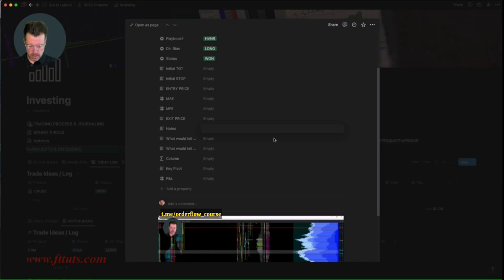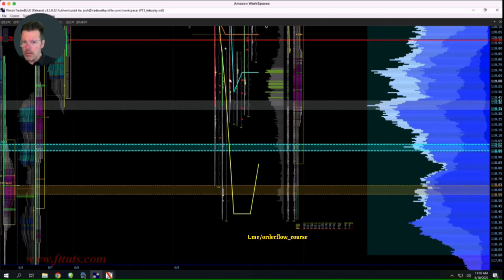Notes: high volume node reversal off combined 20-day and monthly VWAP. Initial target was, what did we say, 119.30? Yeah, more like 119.65.